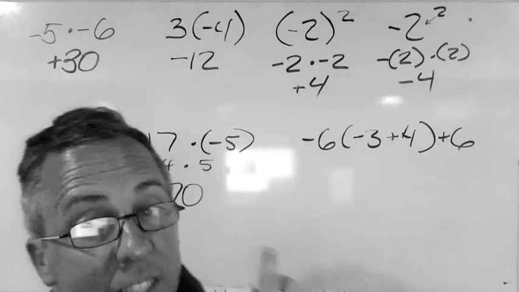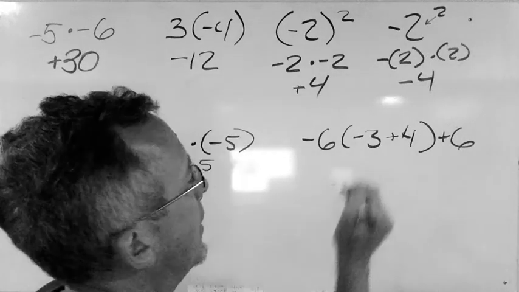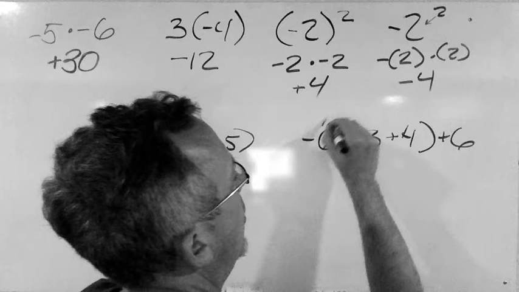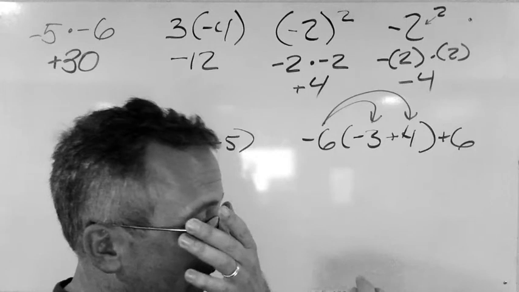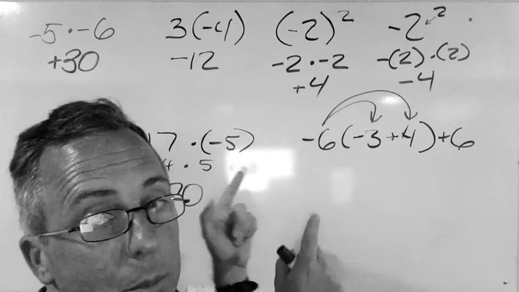Okay, last one. All right, this is fun. Kids love the distributive property. So before we even start solving, before we can even do anything with the sign, the positive negative sign, we have to distribute first.